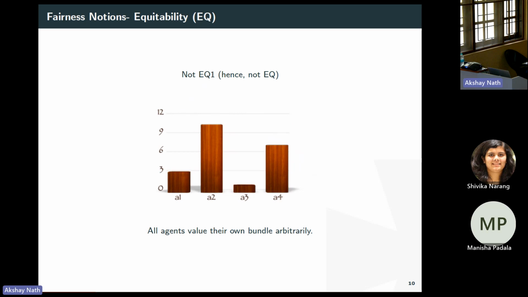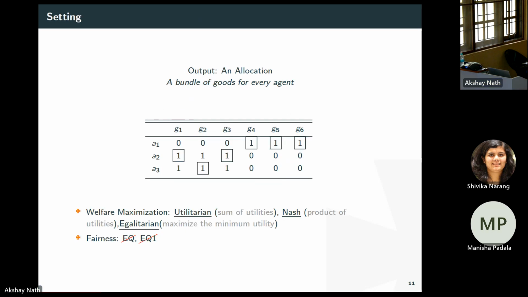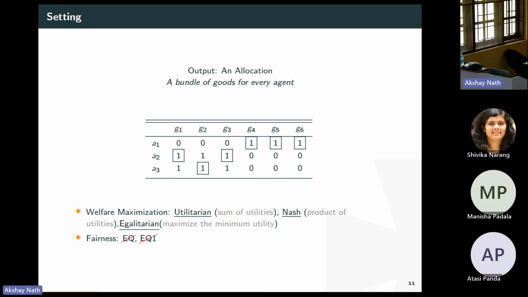So this allocation is arbitrary; it is not EQ1 and hence not EQ. As Professor Siddharth mentioned, this allocation is utilitarian, it is Nash, it is egalitarian because everything is non-wastefully allocated. Is it EQ? No, we can see that there is a utility difference between A1 and A3, right? It is not even EQ1, because even if A3 chooses to ignore, let's say, G6 from A1's bundle, equitability is still not achieved, right?